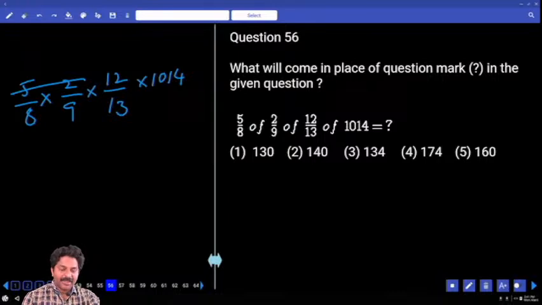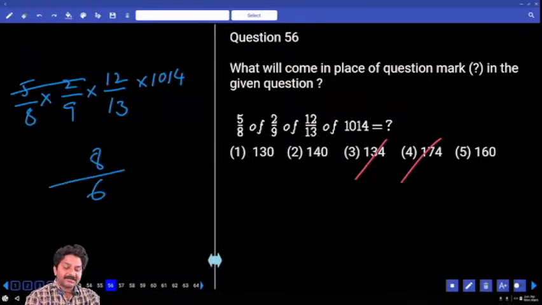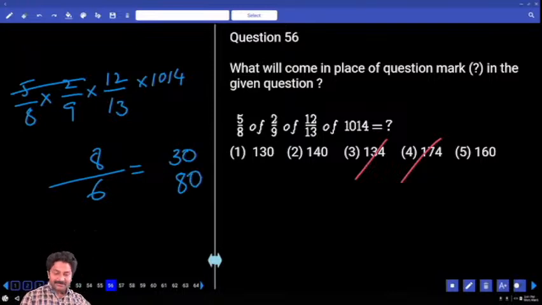Yes, we can do that. Answer must end with 0. Ledu. These two go away. 8 2s are 16, 3 6s are 18, either 3 or 8. Answer must end with either 30 or 80.